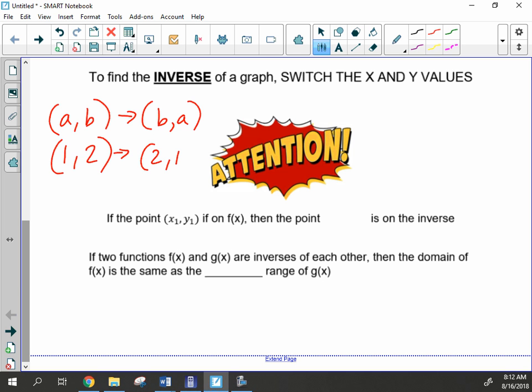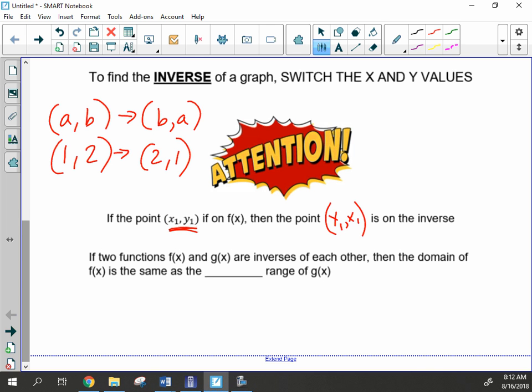So I don't like calling it the opposite because to me, just in math in general, opposite means to change the sign. So I don't like doing that. So I say it switches the order. So in this question right here, when it says if that point is on f of x, then what point is on the inverse? Well, that's clearly going to be y1 and x1 because the idea of the inverse is that the x's and y's just switch.